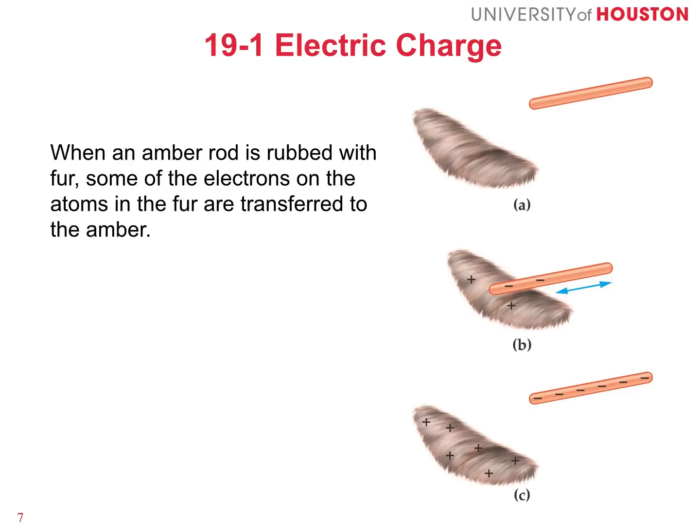Coming back to our previous example, what is really happening is that when we rub the amber rod on the fur, some of the electrons from the fur get transferred to the amber rod. This makes the amber rod negative and the fur positive at the same time.